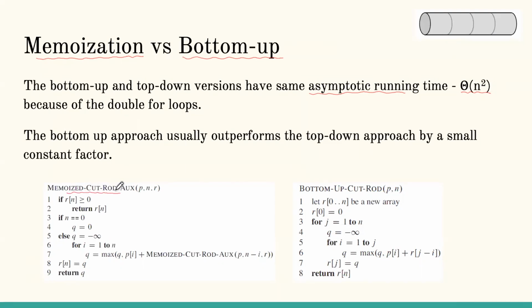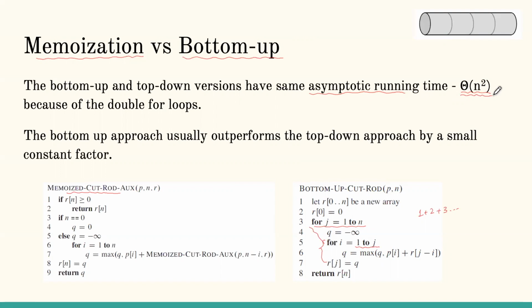But for the bottom-up approach, we see that we have a double for loop, right? So the first for loop goes from 1 to n, second goes from 1 to j. So the number of times the inner for loop runs is like an arithmetic series, 1 plus 2 plus 3, and so on. Essentially, if we sum the total number of calculations that the algorithm has to do, it will eventually turn out to be in the order of big theta of n squared.